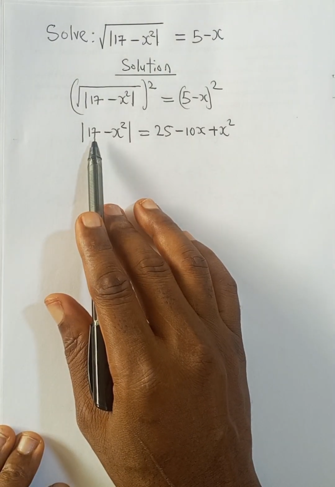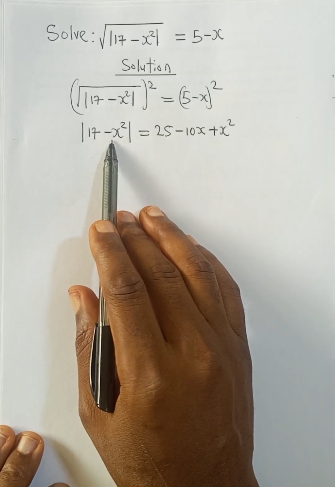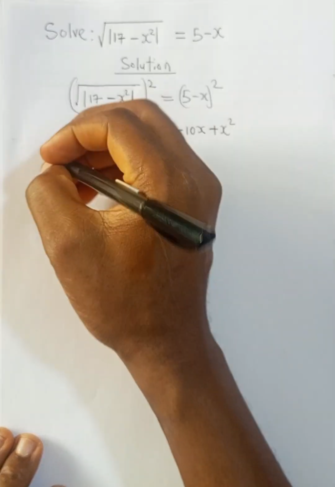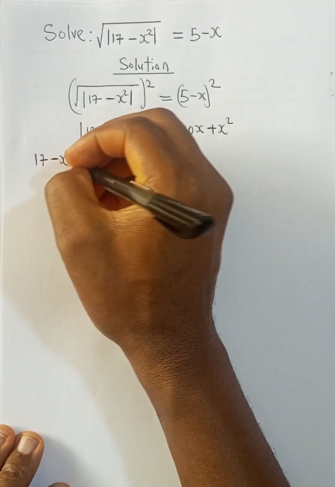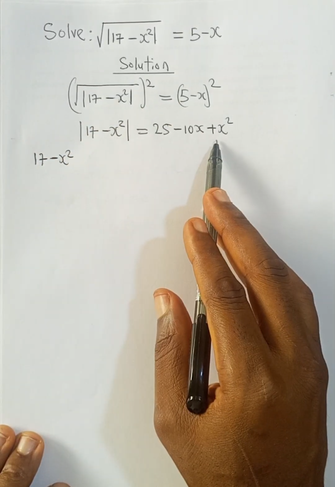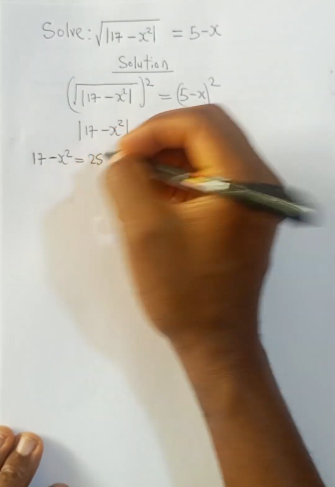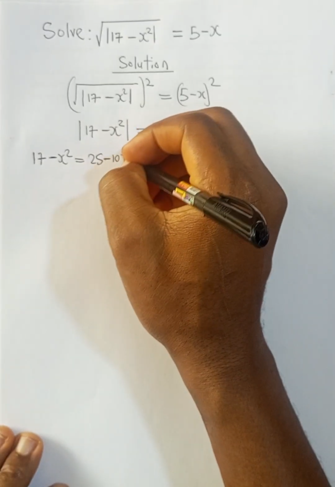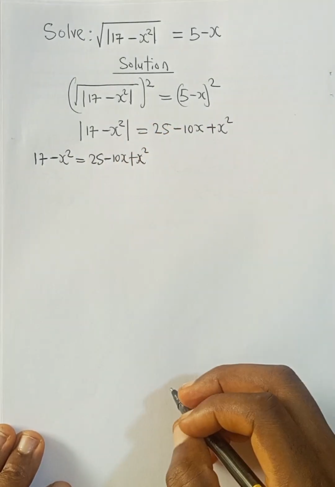So when you have absolute value, the first thing you do is the expression inside the absolute value, you write it out. That is 17 minus x squared, the expression inside the absolute value. It equals what you have here. Don't change anything. It equals 25 minus 10x plus x squared. That is the first possibility.